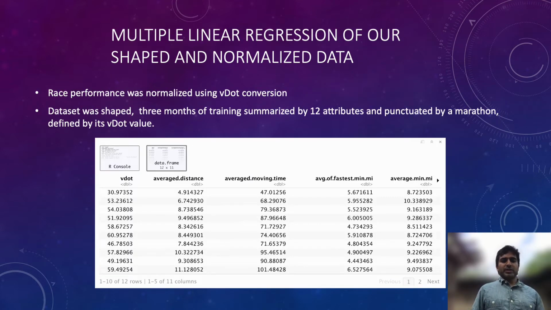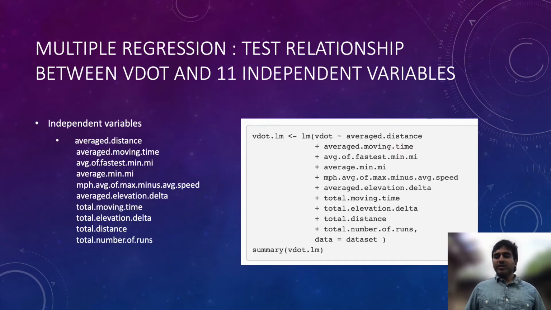So this is the data frame that resulted from the shaping and normalization of the data. You can see it's a 12-row, 11-column table with the VDOTs on the left, and you can see 3 of the columns to the right of VDOT that have the other attributes I was looking at. So these independent variables, or the attributes I'm looking at, are all listed right here.